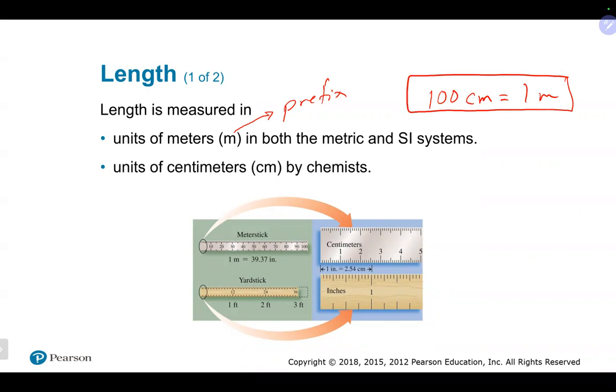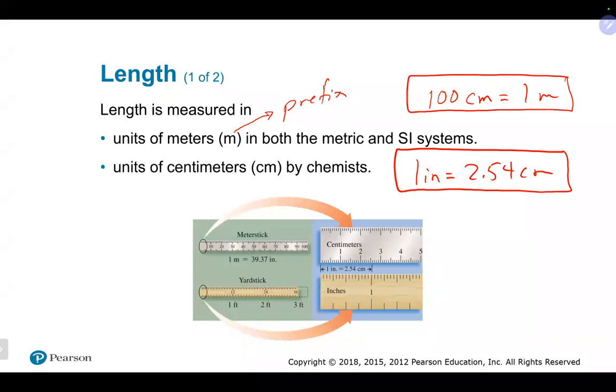When we look at inches and centimeters, 1 inch is exactly 2.54 centimeters. So that is something that is the difference between an English unit, which is inches, and the metric unit, which is centimeters. So that is used a lot.